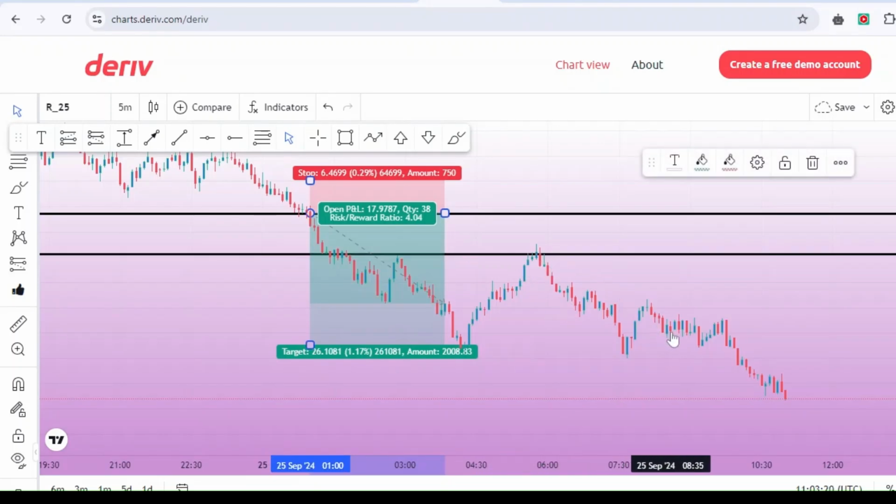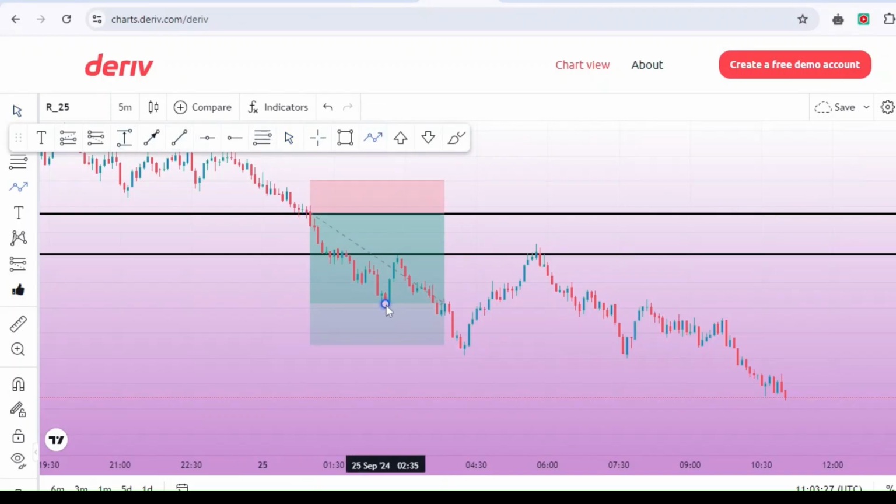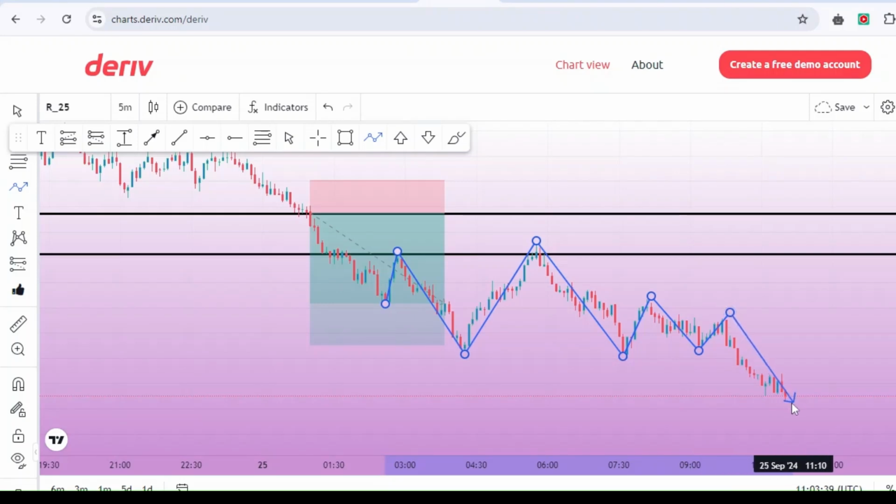You can see from there it has started forming what we call the higher highs, the higher low, and then the lower low, the higher low, the lower low, and the higher low, proceeding like that in the down direction. And currently we are at 21.87.